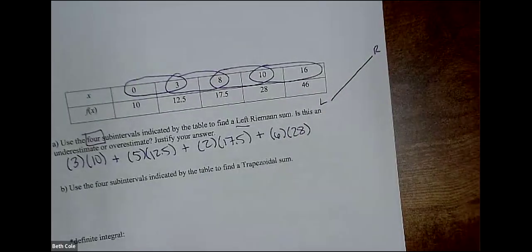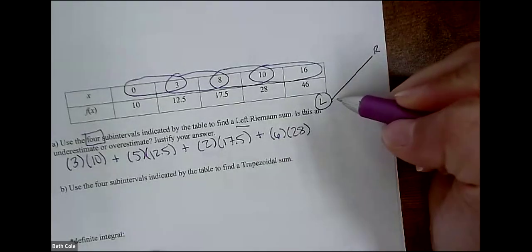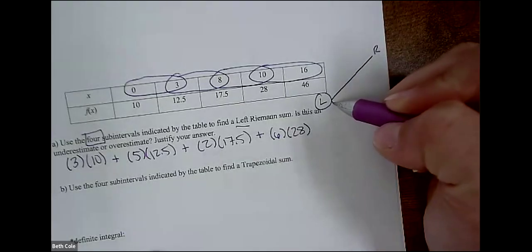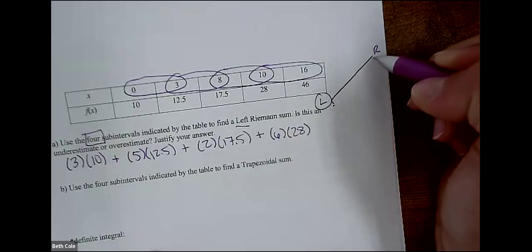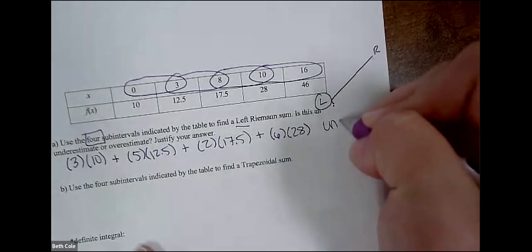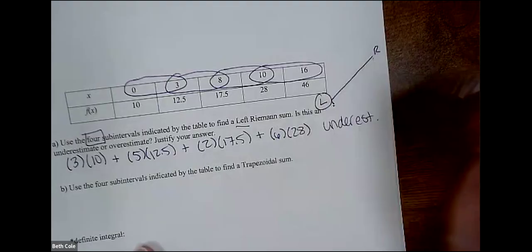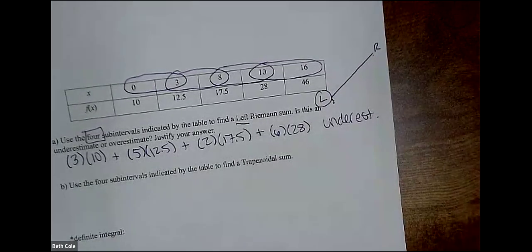I don't know why, but after over a decade of teaching this, I learned that writing the L and the R works. For people that couldn't see it, put the L and the R on there. We did a left sum. That is the smaller side. Do you see how this is lower down than this? So we're going to say underestimate, and I ran out of space, so I abbreviated.